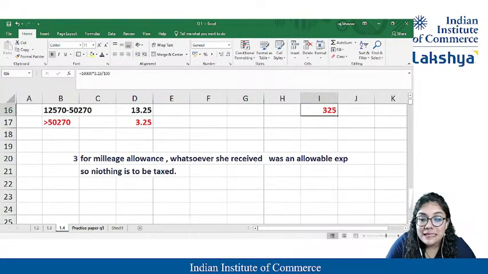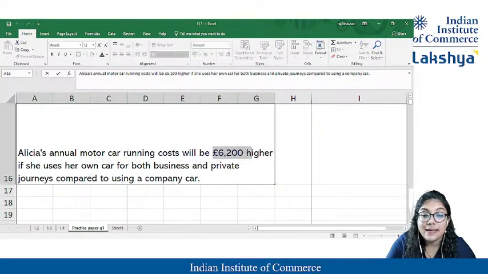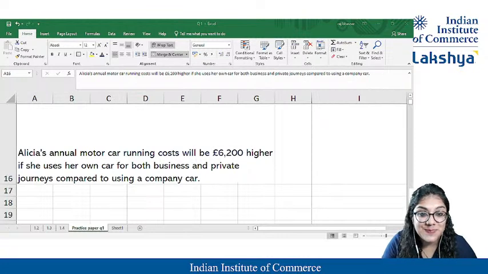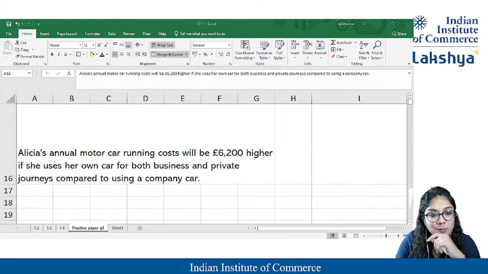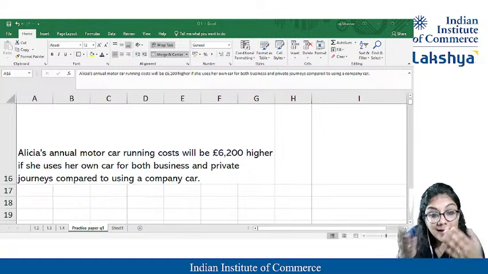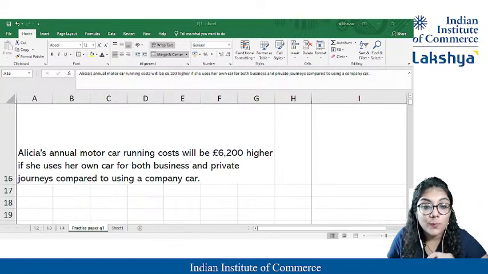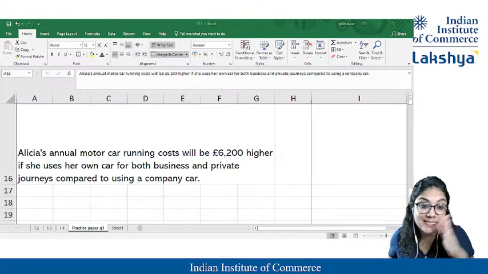If you could see in the question, you had paid 6200 as running expenses, right? If this is a running expense, don't you think this is an outflow? Yeah, even that is an outflow. But guys, what is inflow? What is inflow for the second question? Students, we got a salary of 10,000. Yeah, that is an inflow. Along with that, students, we got a mileage allowance of 3600, so that is an inflow.